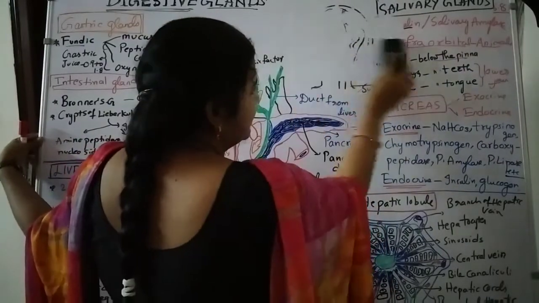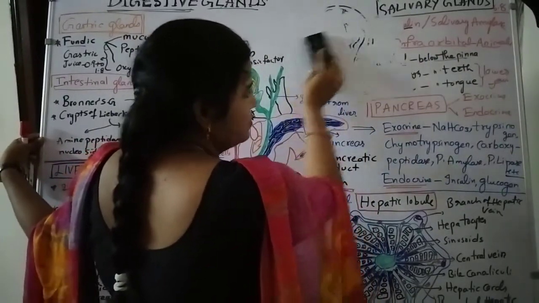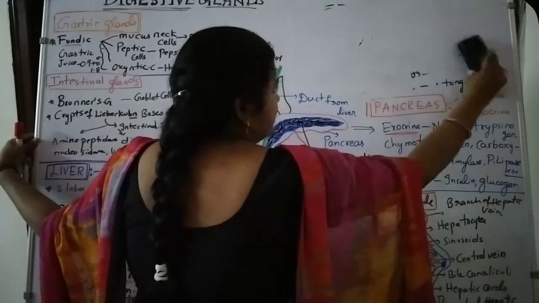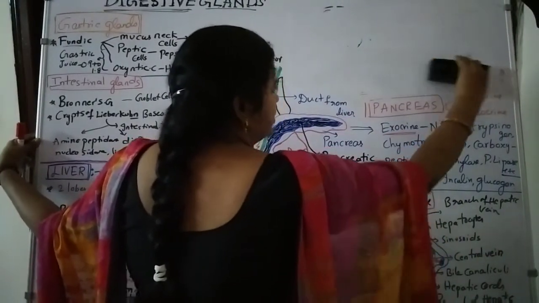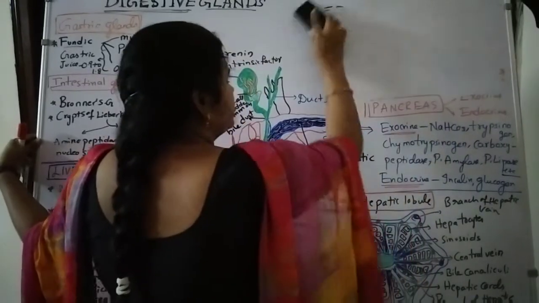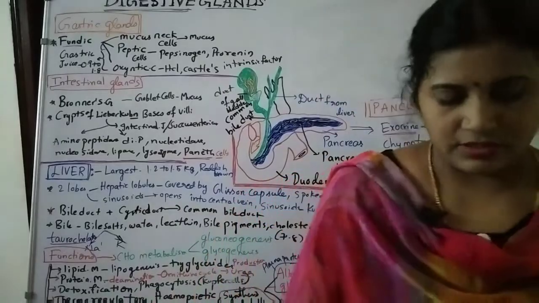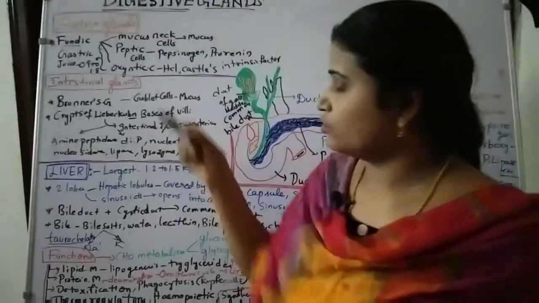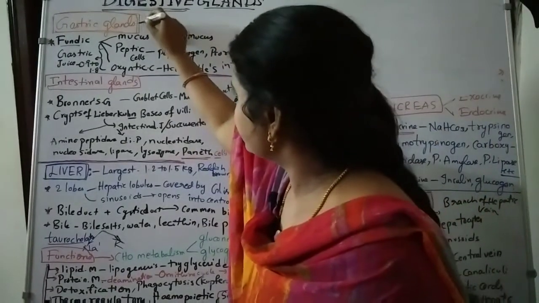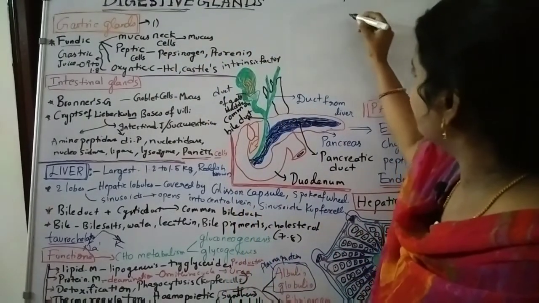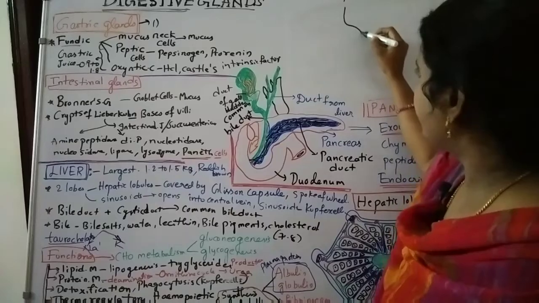Next we will see the gastric glands. Gastric glands are present in the stomach portion. See, these are the gastric glands. Gastric glands also have 3 types. The first type is in the first portion of the stomach. See here how the stomach portion will be.